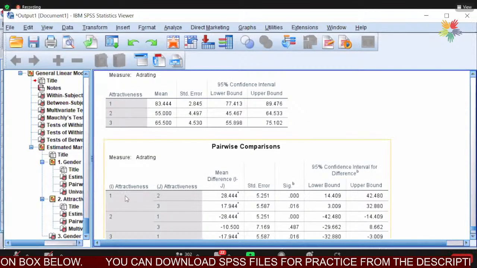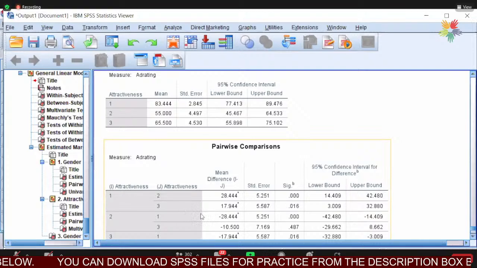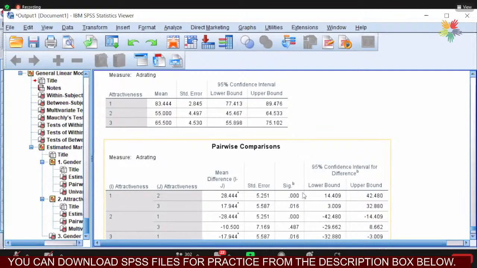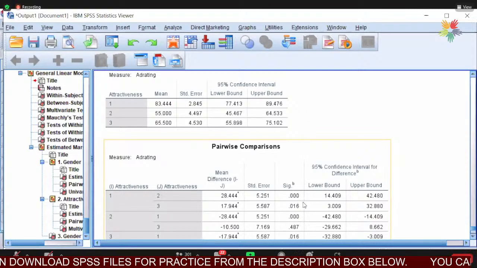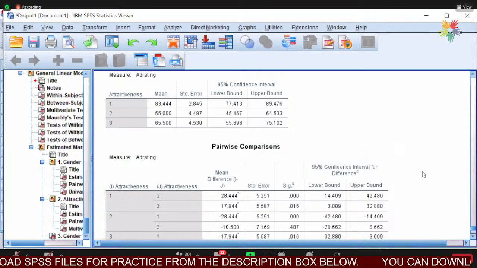Okay. So 1 and 2, there is a difference. 1 and 3, there is a difference. 2 and 1, there is a difference. So if it is less than 0.05, you will say there is a difference.